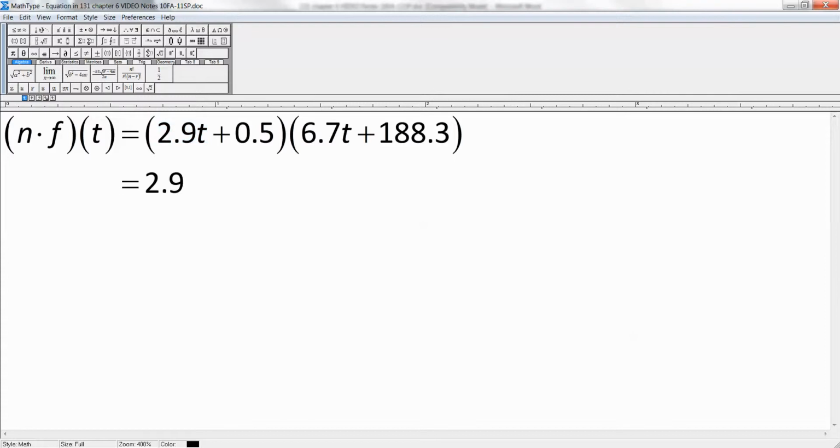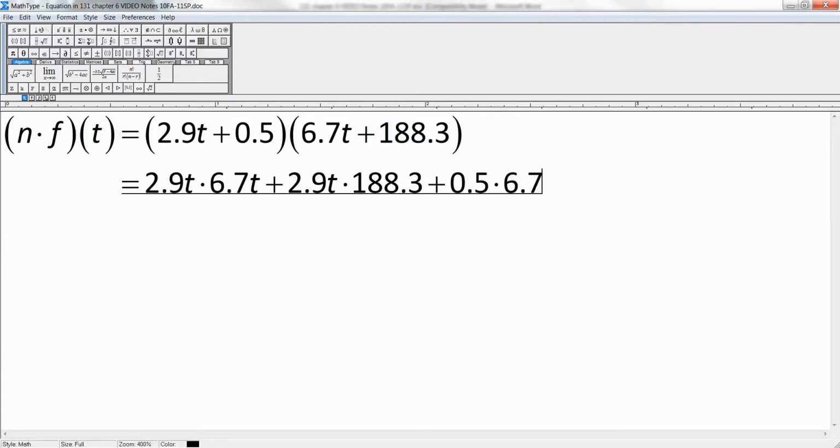And this one I'm actually going to write out. I often don't, but this one I will. So it's 2.9t times 6.7t. There's your firsts, if you want to think of it in terms of FOIL. Plus, now I need my outers, 2.9t times the second item over here, which is 188.3. There's outers if you want to think of it that way. Now I need 0.5 times each of these two things. So I'm going to do 0.5 times 6.7t plus 0.5 times 188.3.